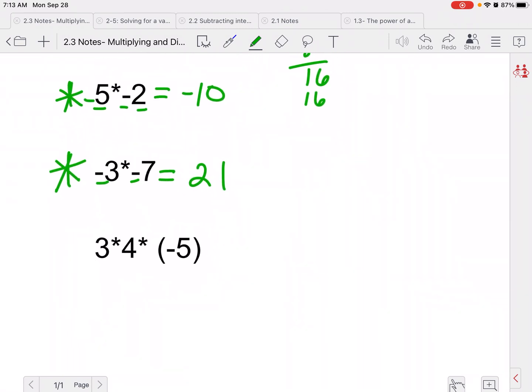Ooh, now we have 3 numbers. So I'm looking at this, and 3 times 4 is 12 times 5. I might know what that is. It's 60, right? Or you can say, well, 4 times negative 5 is negative 20, because a positive times negative is negative, times 3, and 3 times 20 is 60. And we know that a positive times a negative is in fact negative. Okay?